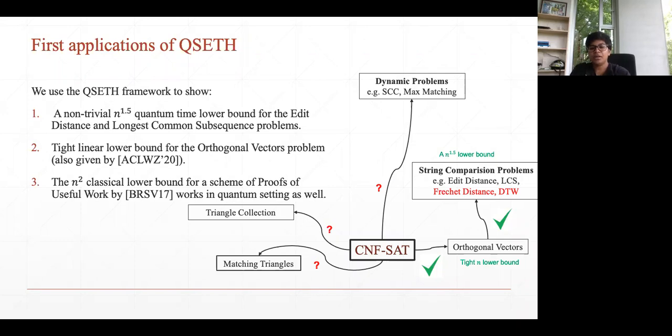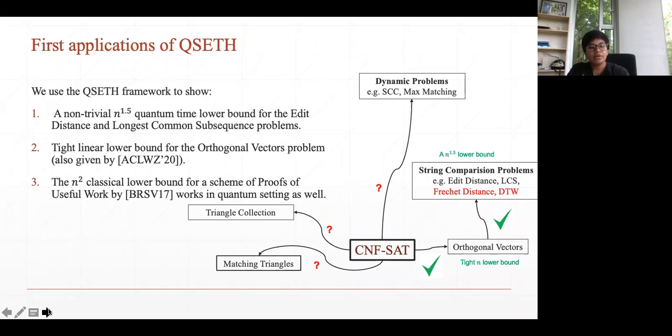Okay. But there are some other classical reductions from CNF SAT which exist and are still yet to be explored. For other string comparison problems like Fréchet distance and DTW, dynamic time warping, we believe our reductions will hold for them as well, but this is low-hanging fruit that we are yet to explore.